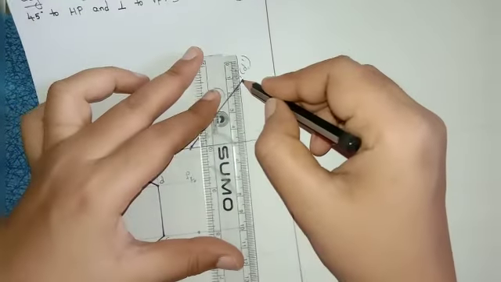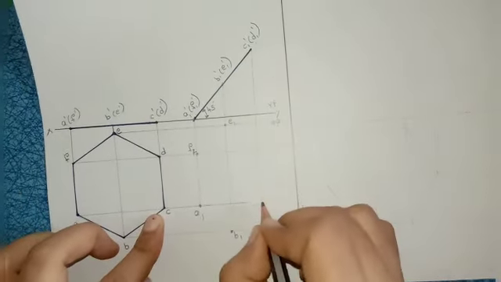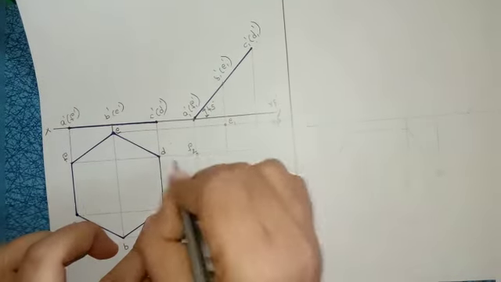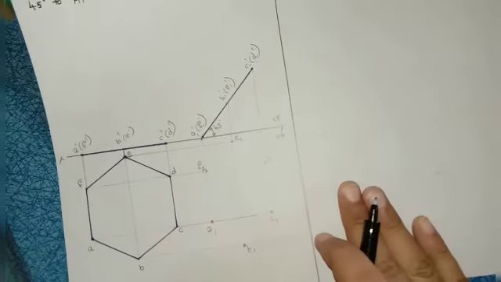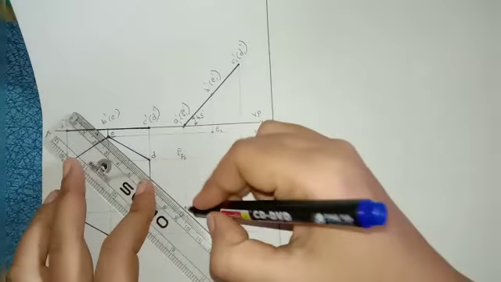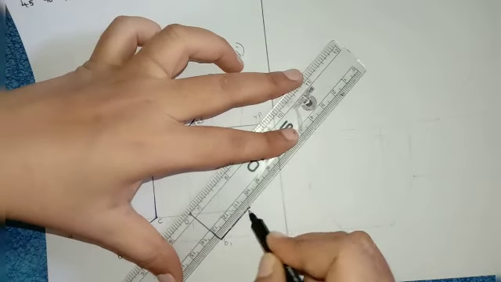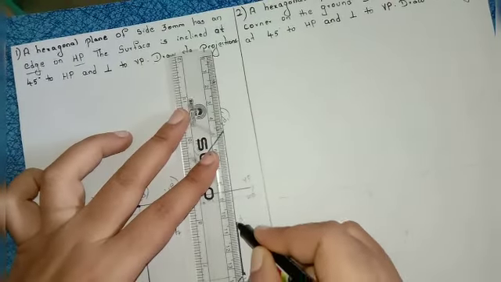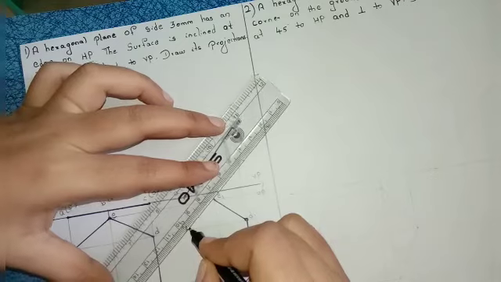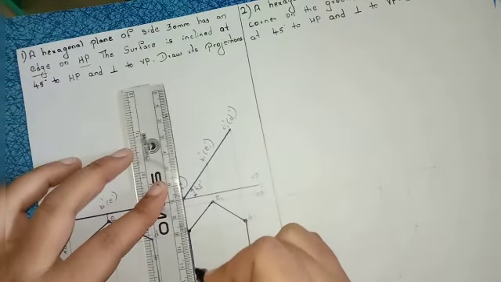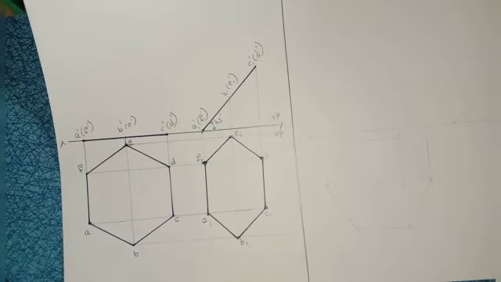Then next C and D. From C, draw a straight line till where? C to C, intersection point will be C1. D to D, intersection point will be D1. If you join A1 to B1, B1 to C1, C1 to D1, D1 to E1, E1 to F1, and again F1 to A1, you will get the hexagon. So this is your problem.